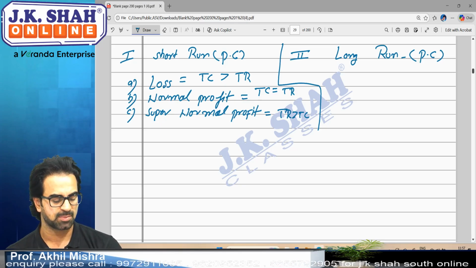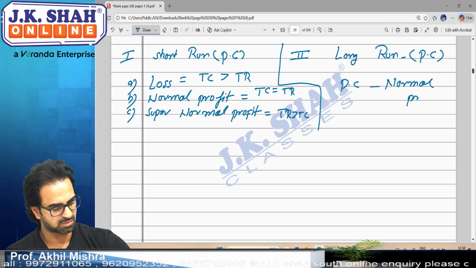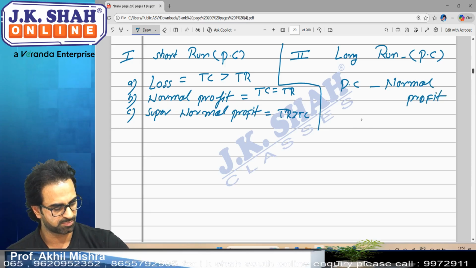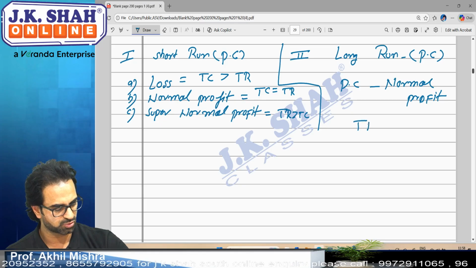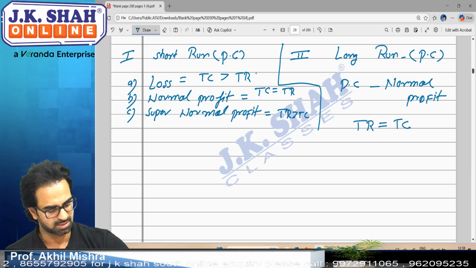But in the long run, if you are in a PC market, you can only have which profit? Normal profit. You cannot make super normal profit or a loss. It means in the long run, a PC market has only normal profit, which means your total revenue is equal to total cost.